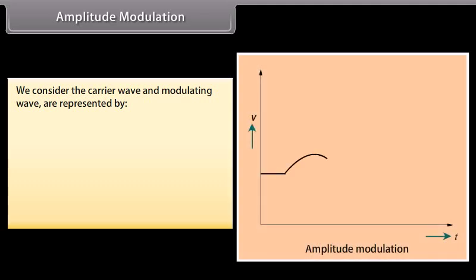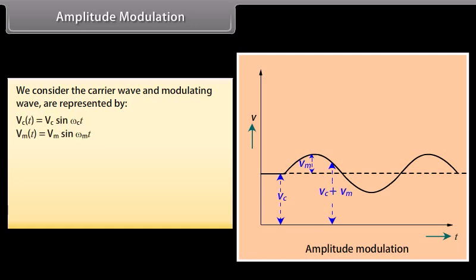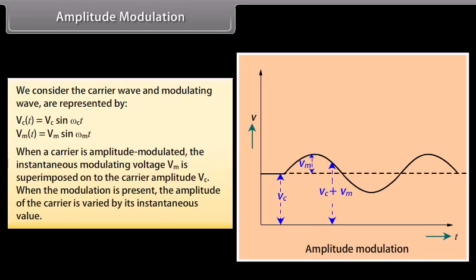Amplitude modulation. We consider the carrier wave and modulating wave represented by Vc(t) = Vc sin ωct and Vm(t) = Vm sin ωmt. When a carrier is amplitude modulated, the instantaneous modulating voltage Vm is superimposed onto the carrier amplitude Vc.